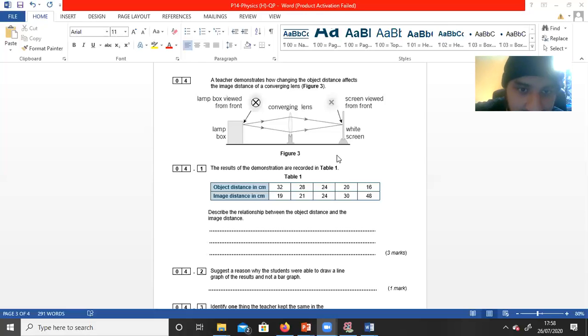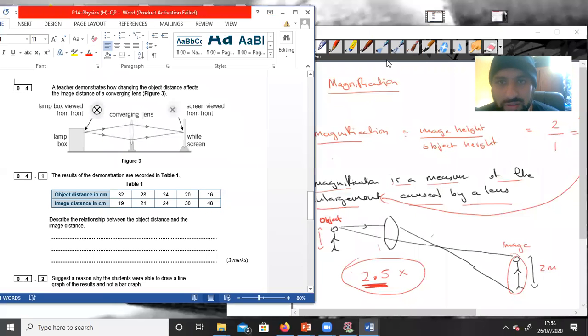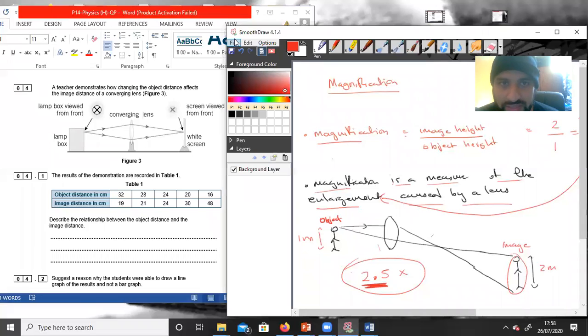Okay, so guys, clearly what we can see here, without even drawing a graph, because they never asked us to draw one, is that if I even model this on a smooth draw page, let's look at what's actually happening.